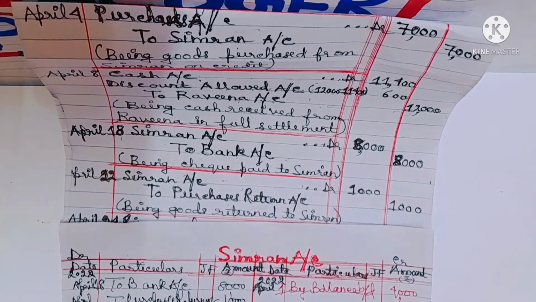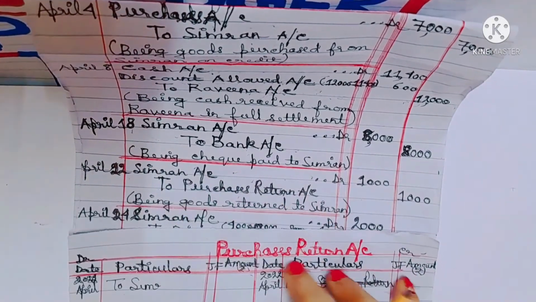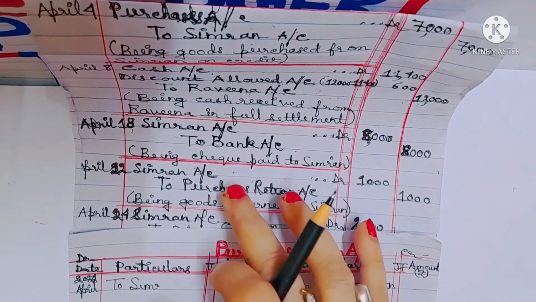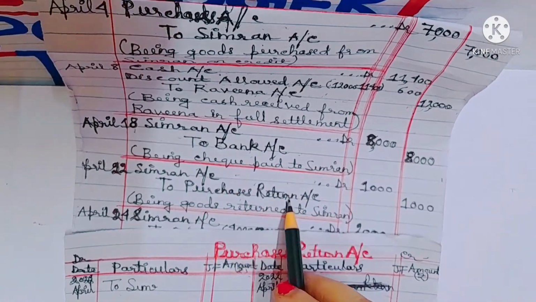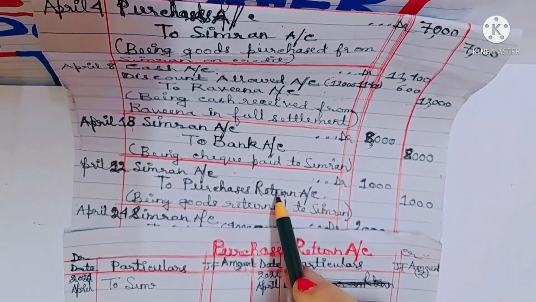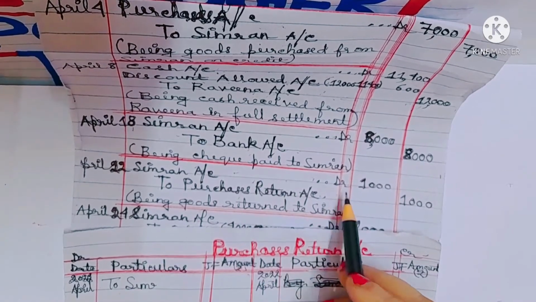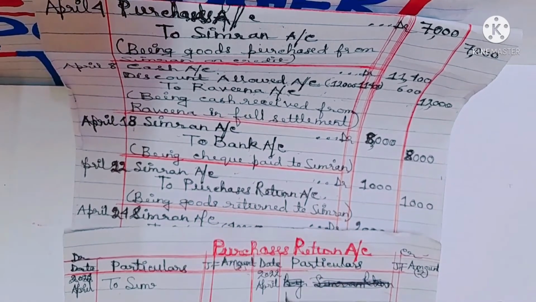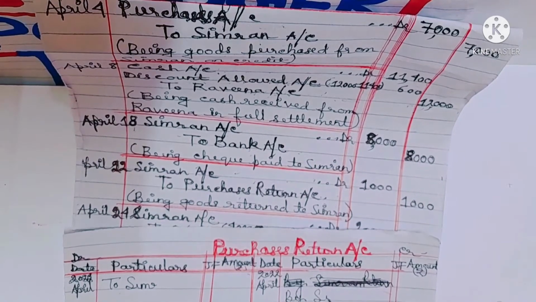April 22nd. We are preparing purchases return account. What is the position of purchases return account? Purchase return account is on the credit side. Since purchases return account is on the credit side, Simran account will also appear on the credit side, by Simran account.